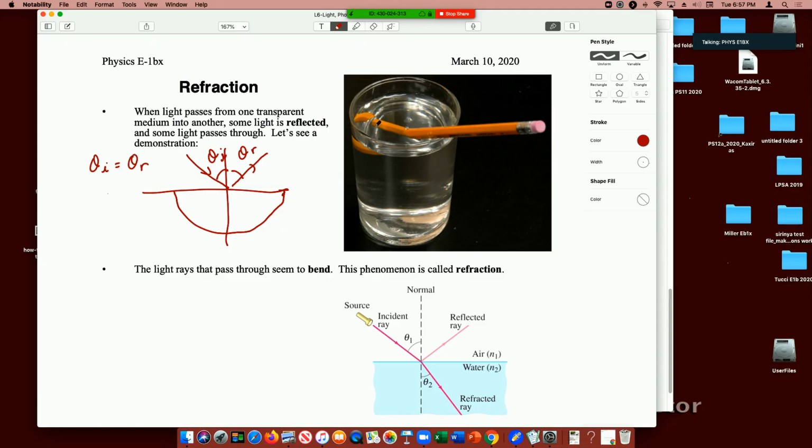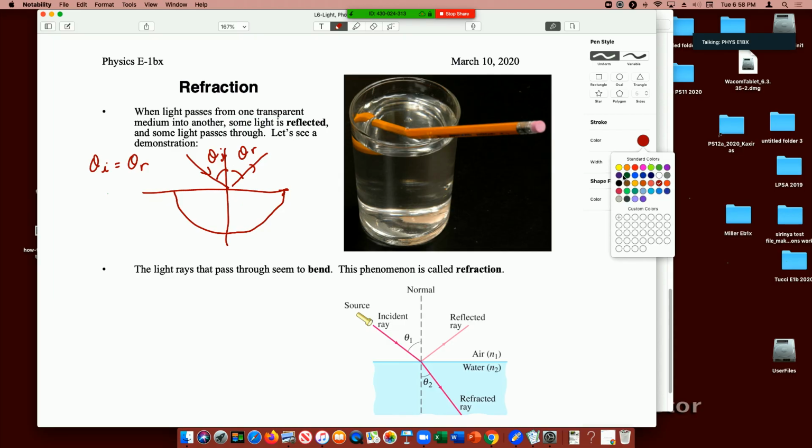You've noticed this in lots of different contexts. If you have a pencil in a glass of water and look at it from above, it doesn't look straight. It looks like it's bent a little. That's because as the light passes through the water, it's actually bending. When you go from air to water or air to acrylic, the light bends towards the normal.